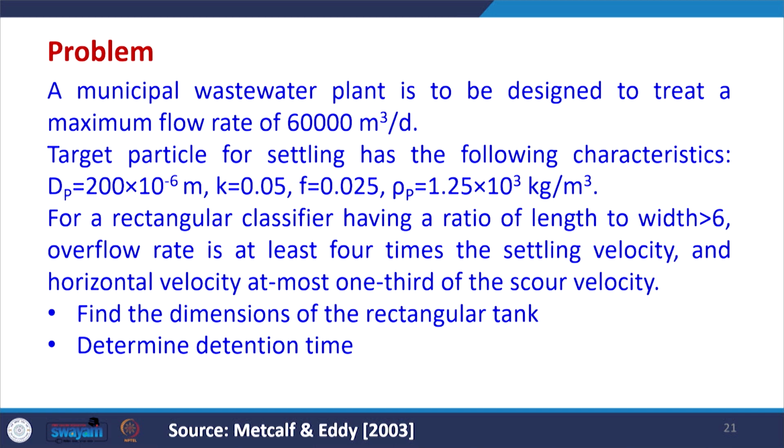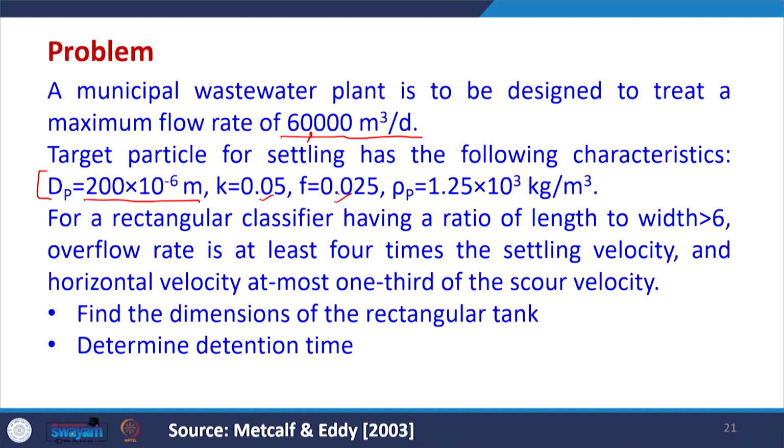So, we have a problem. If a municipal wastewater plant is to be designed to treat a maximum flow rate of 60,000 meter cube of water per day, and in the settling basin or sedimentation basin it is desired to remove all particles of diameter 200 micron, or 200 into 10 raised to minus 6 meter, it is given that for this condition the K value is 0.05, the F value is 0.025, and rho p, the particle density, is 1.25 into 10 raised to 3 kg per meter cube.